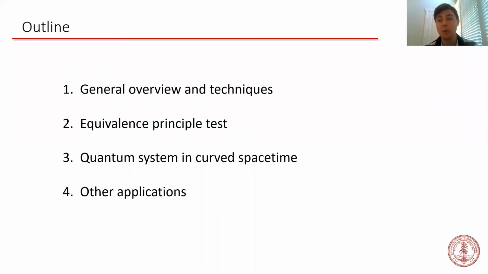So to summarize what we've seen so far, we've talked about how an atom interferometer works, the techniques we use to increase sensitivity. We also discussed the equivalence principle test and our observation of a quantum system in curved spacetime. So I'm now just about done telling you about our work. So maybe before I move on to some other applications, I'll ask if there's any questions about what I said so far. All right, great.